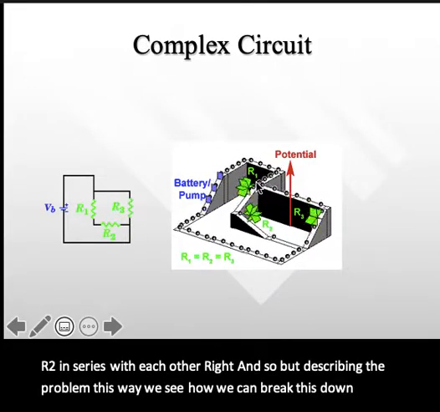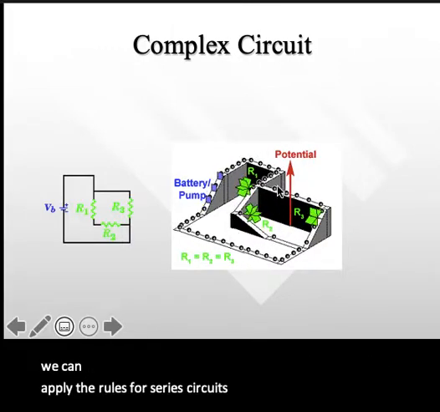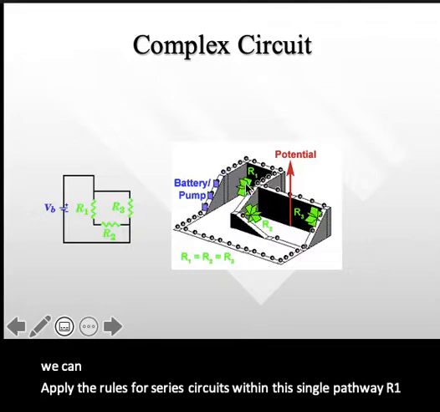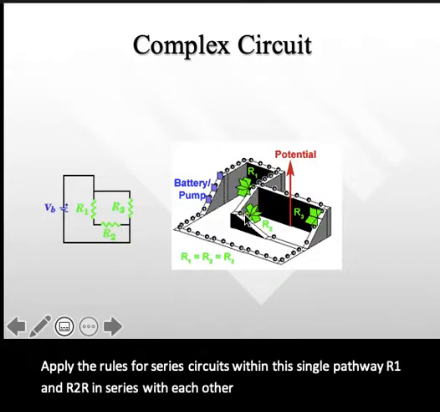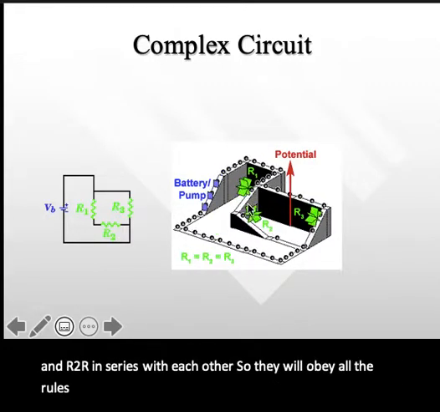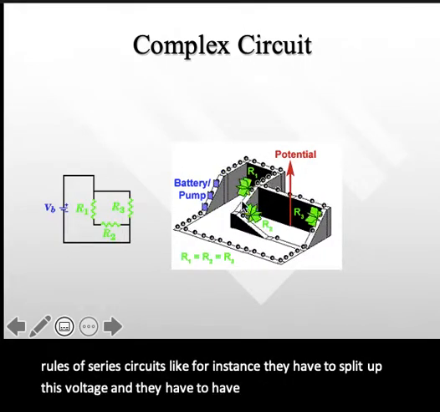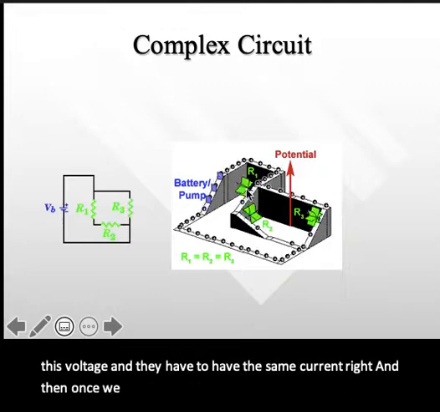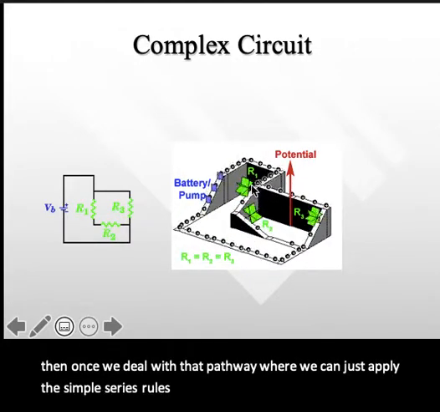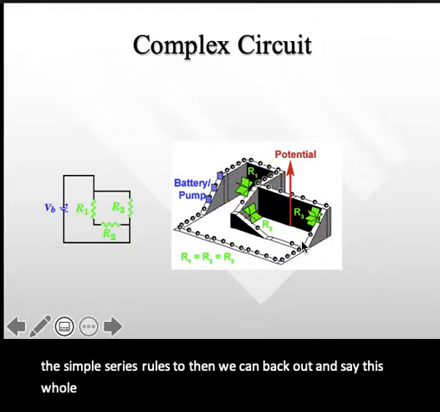We can apply the rules for series circuits within this single pathway. R1 and R2 are in series with each other, so they will obey all the rules of series circuits. For instance, they have to split up this voltage, and they have to have the same current, right? And then once we deal with that pathway, where we can just apply the simple series rules, we can back out and say, oh, this whole pathway is in parallel with that one. And that's the secret for dealing with complex circuits.